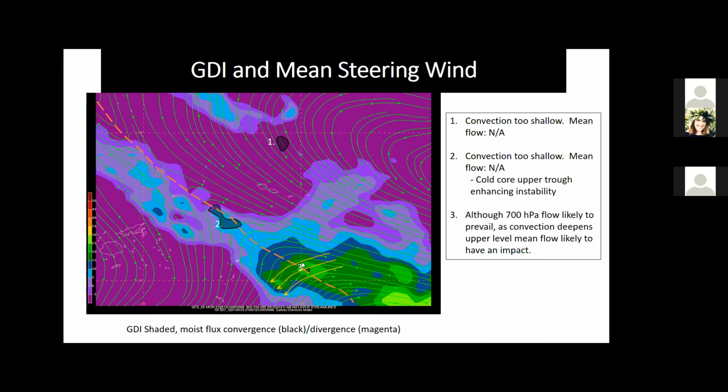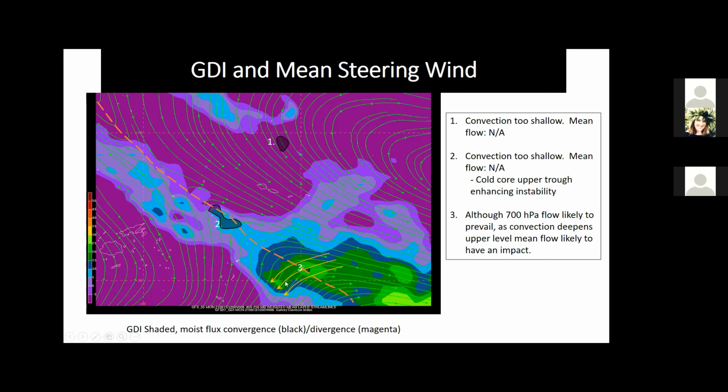Now, when we look at the mean layer flow, this would be from 850 to 250. In here, again, this is in the southern hemisphere. So what we're looking at, this is an upper level trough. Notice the influence or the impact the upper level trough is having on the GDI.